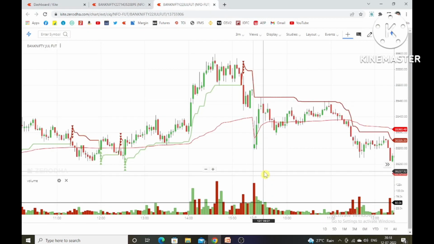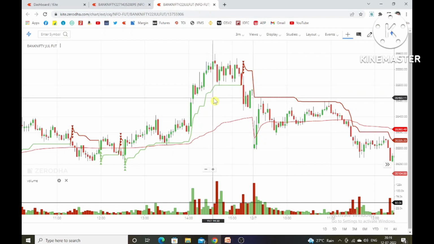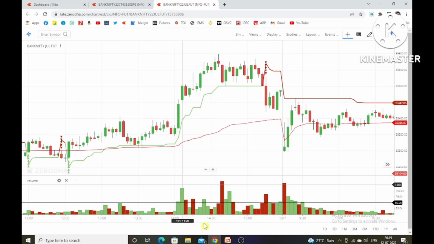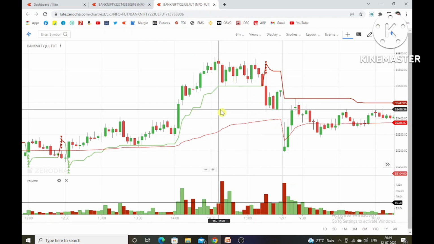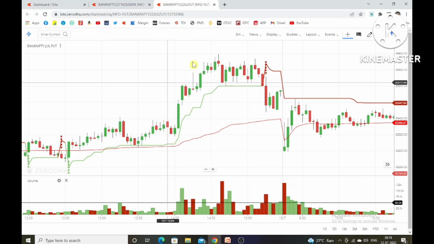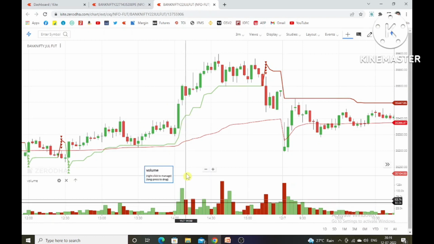For call option entry, the ideal condition is price should be above super trend and super trend should be above VWAP. But remember, when the Bank Nifty future is retracing towards super trend with more than 50k volume, we should ignore that trade. Look at this setup here. All conditions are fulfilled, but retracement happened towards super trend with volume, so we will avoid this trade.